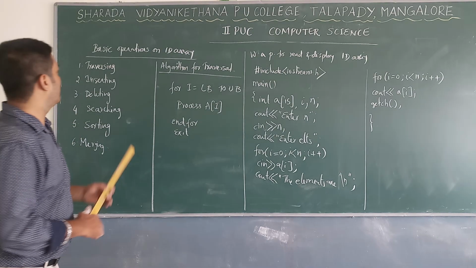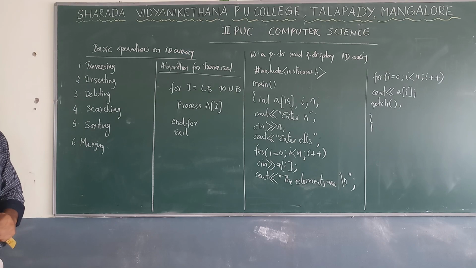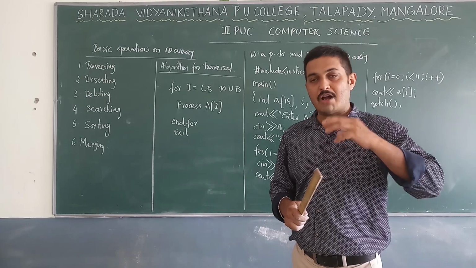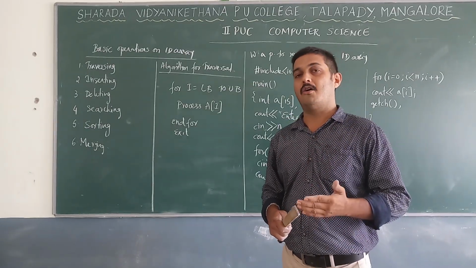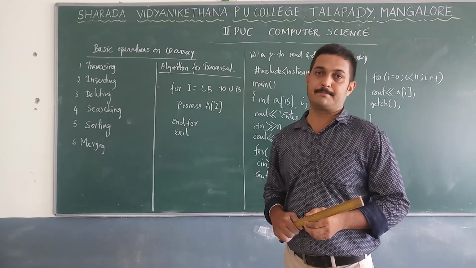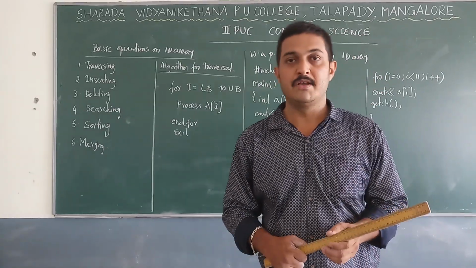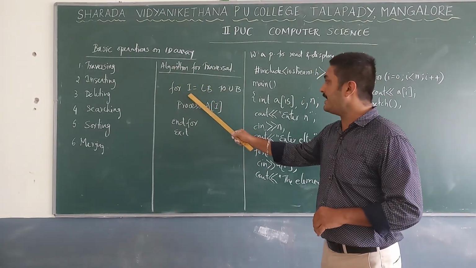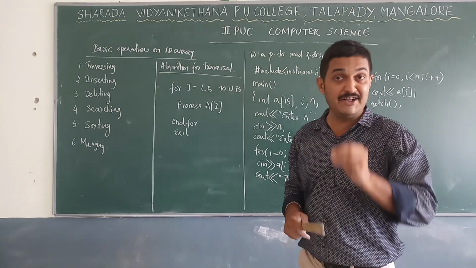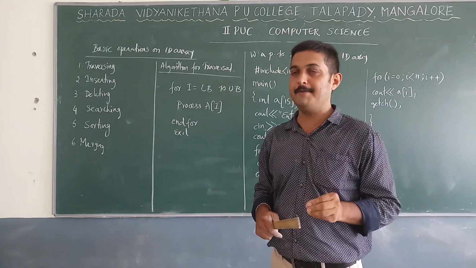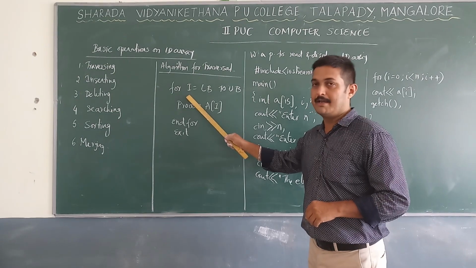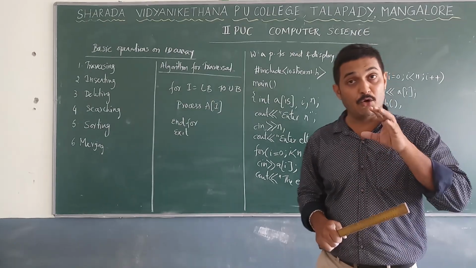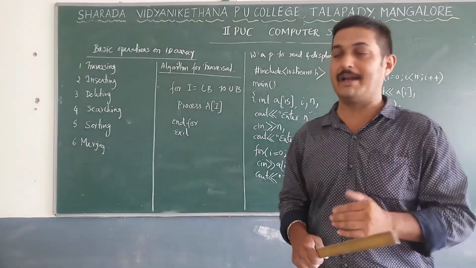Okay, next, first we have to take this one, traversing. Traversing can be done in a one-dimensional array. Traversing means visiting all the elements exactly once. So normally we need a for statement to select all the elements. Here I am using a for statement, for I equal to LB to UB, where I specifies the index value in the one-dimensional array. LB means lower bound or lower index value.